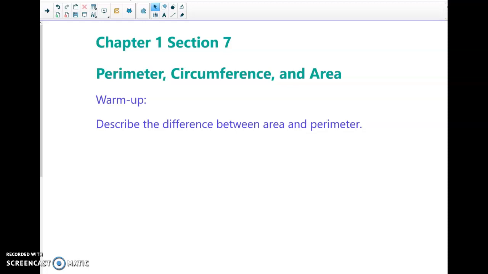Alright guys, today we're going to do section 1.7, perimeter, circumference, and area. Take a minute and write down the section title and try this warm up here.